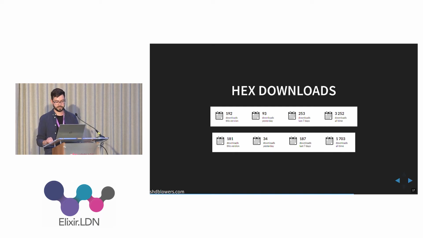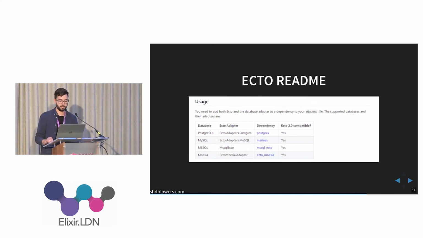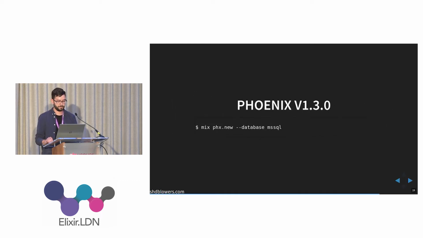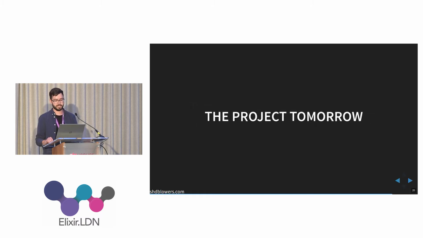So where's the project today? In terms of Hex downloads, we've got about 5,000 downloads between both of the packages. We are listed in the Ecto README as an available adapter. And as of Phoenix 1.3, if you run this command, then you'll create a new Phoenix service using MS SQL Ecto and MS SQLX.